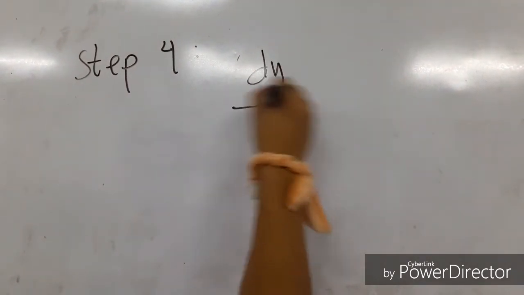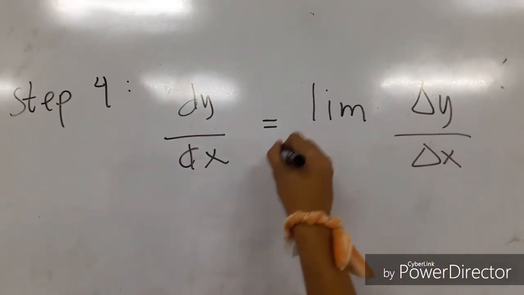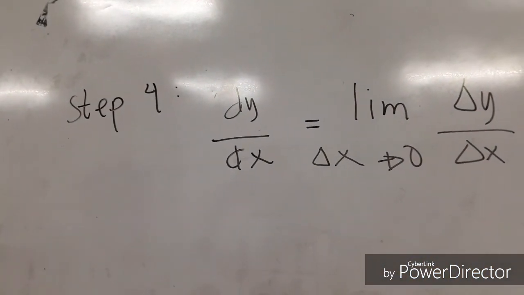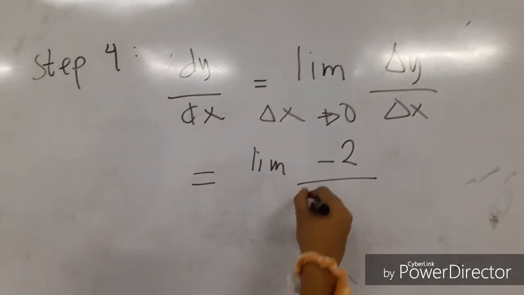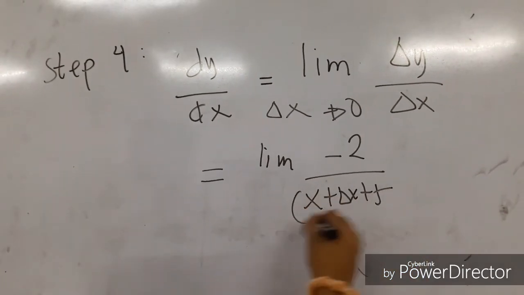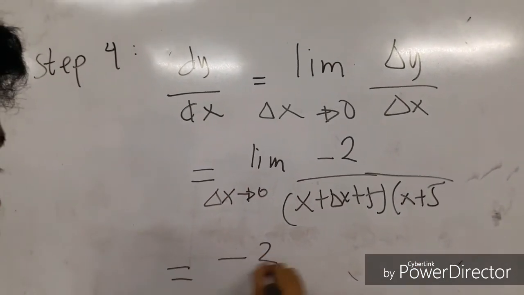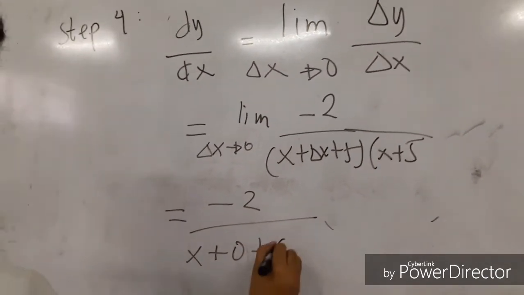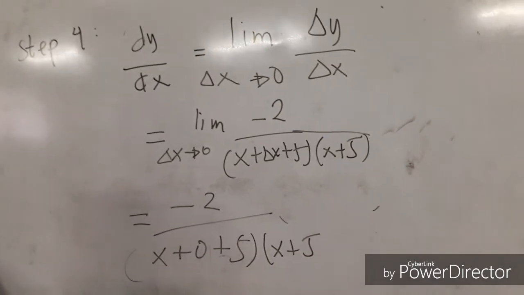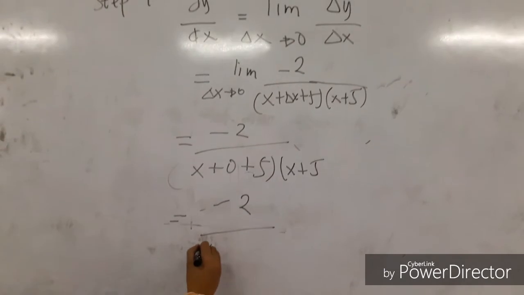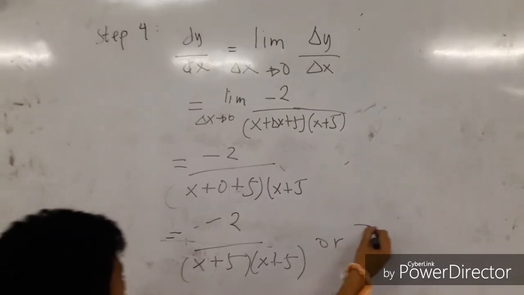Step 4. So now we find the limit as delta x approaches 0. So dy over dx is equal to the limit of delta y over delta x as delta x approaches 0. So it is equal to the limit of negative 2 over (x plus delta x plus 5)(x plus 5) as delta x approaches 0. So negative 2 over (x plus 0 plus 5)(x plus 5). So it is equal to negative 2 over (x plus 5) squared.